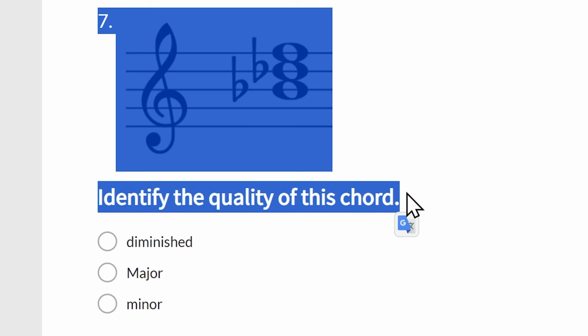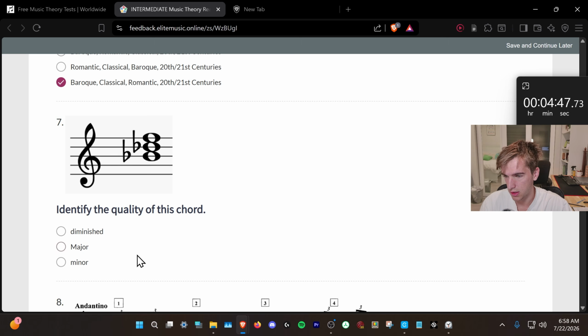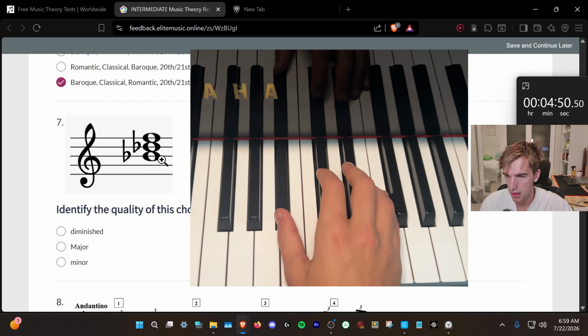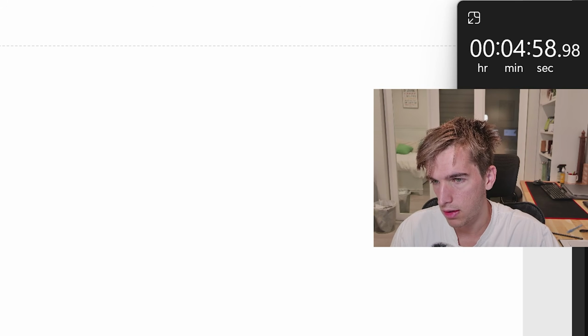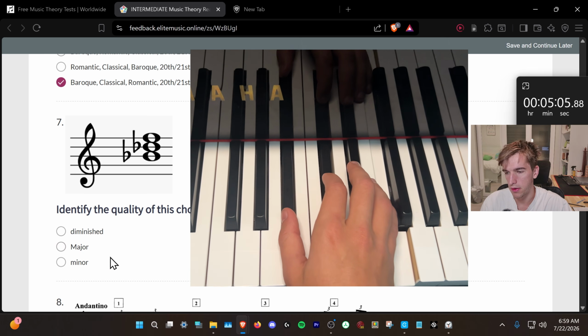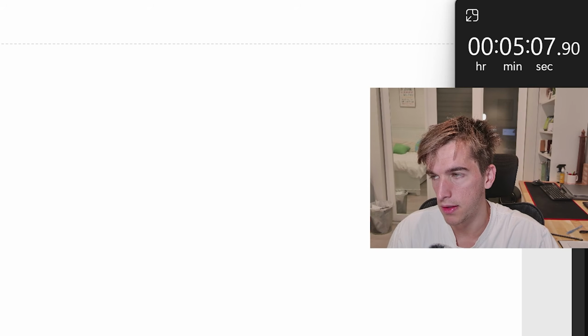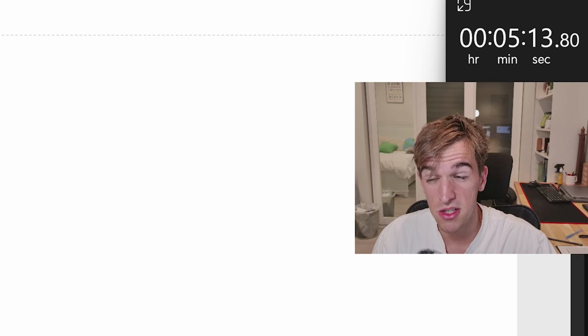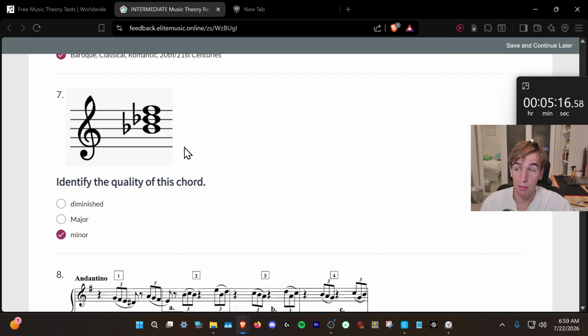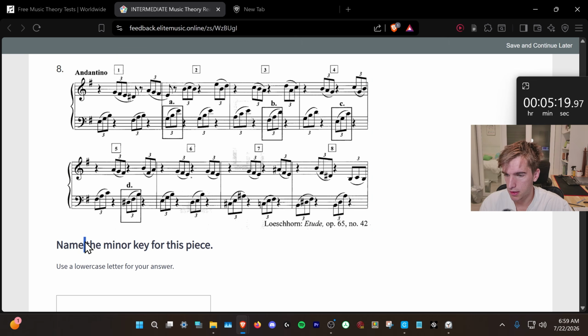It's my gut. Identify the quality of this chord. Quality. Oh, like the type you mean. Okay, so we have B flat, D flat. So it's already minor right now. And then we have F. Oh, so it's minor. It's not diminished. Diminished would have been if it was E instead of F. It's minor. Diminished is basically minor twice in a row. So that's pretty straightforward.